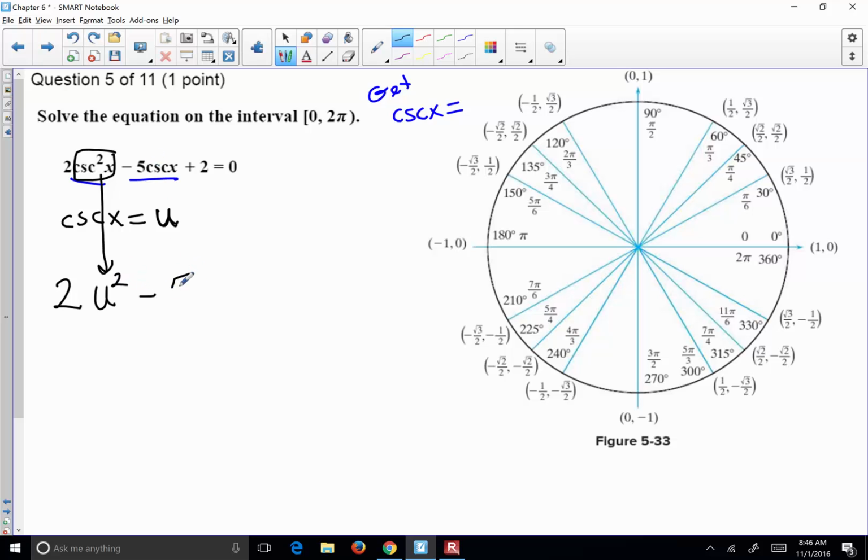We have 5 of the cosecants. Each cosecant is called u from now on. So this is my selection, I made this name. So cosecant is now declared u. I call it u.